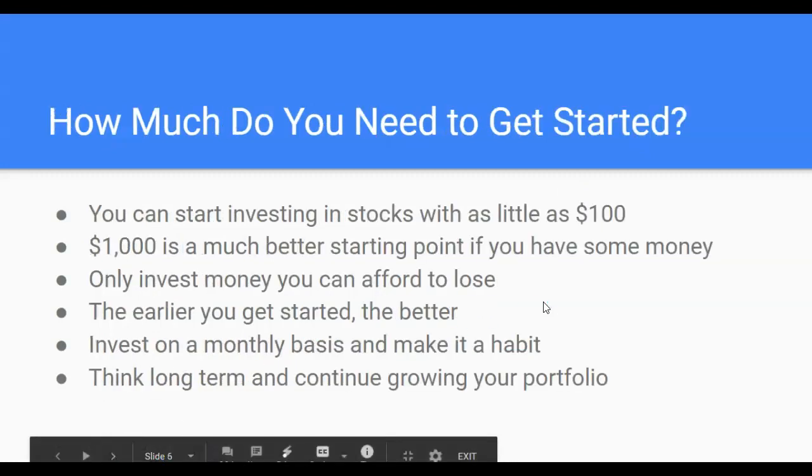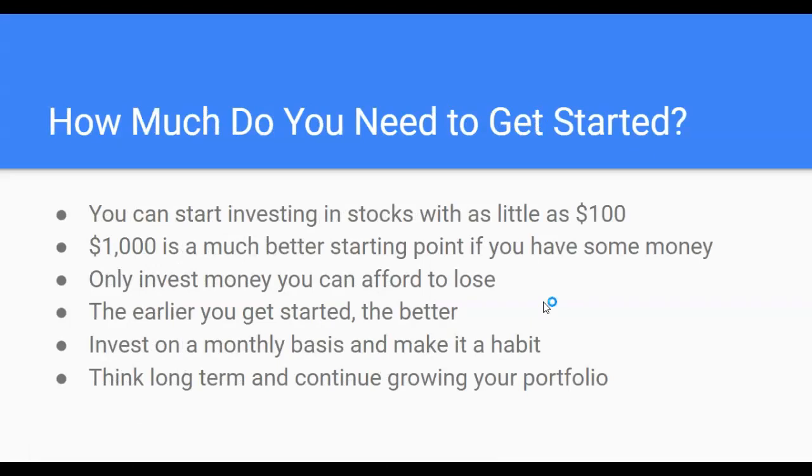Okay, so how much money do you need to get started? Well, you can start investing in stocks with as little as $100, but I think $1,000 is a much better starting point if you have some money. Obviously you need to think about this in the long term. Obviously, the most important thing is to get started. If you have $100, you could definitely get started on something like Robinhood or even a brokerage like Fidelity.